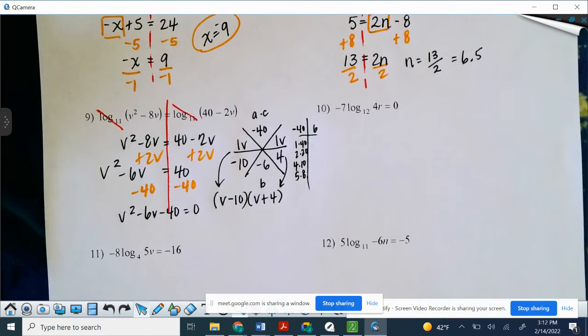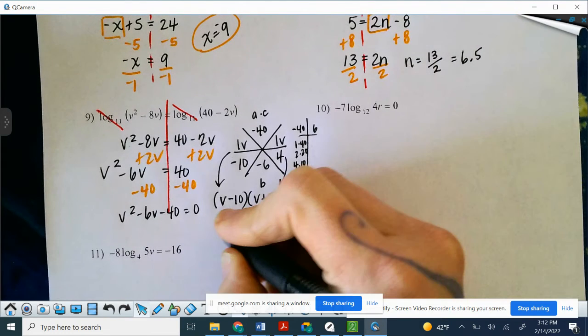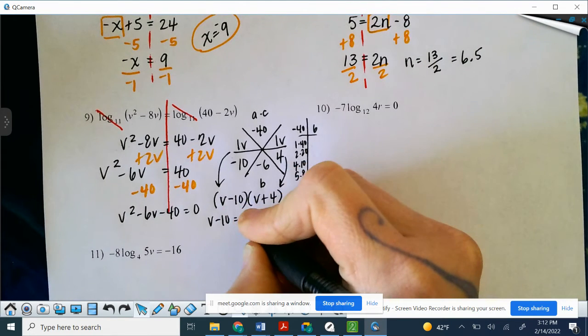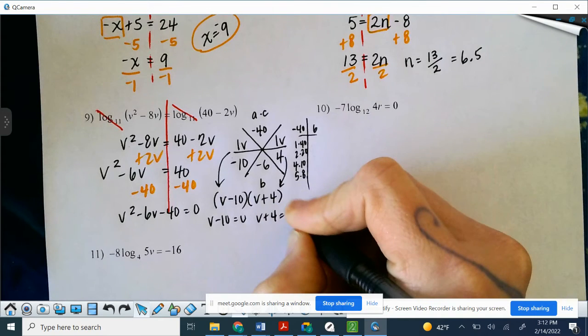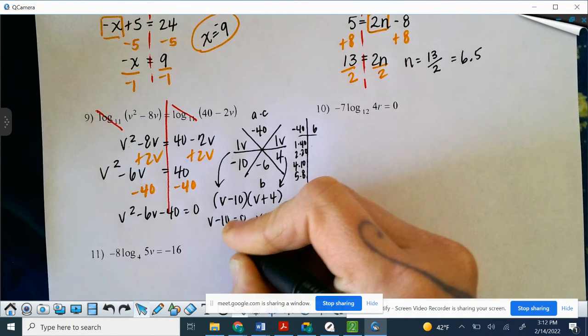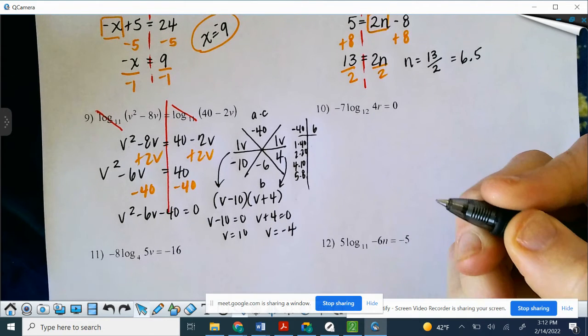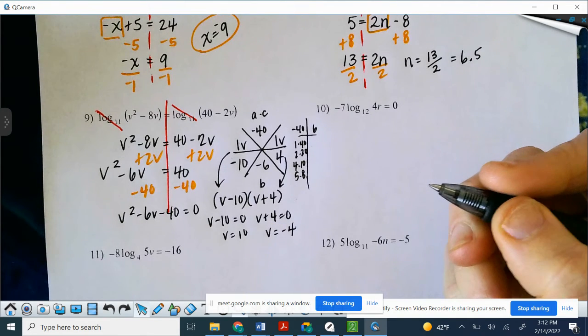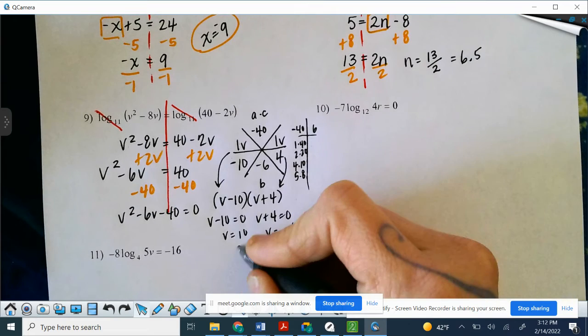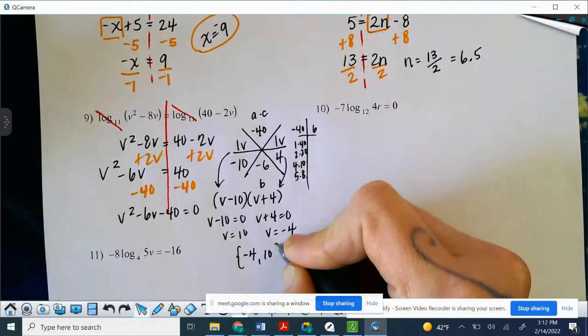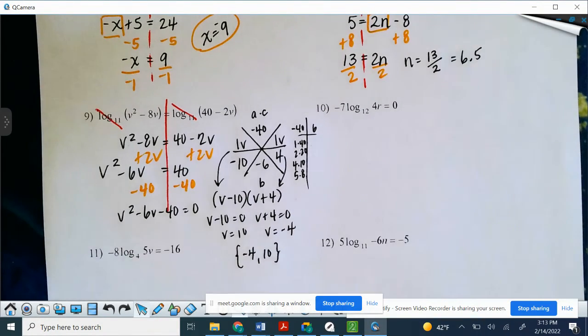Then you're going to set them equal to 0 to solve. So v minus 10 equals 0, v plus 4 equals 0. So v equals 10, and v equals negative 4. So both of those are our answers for number 9.